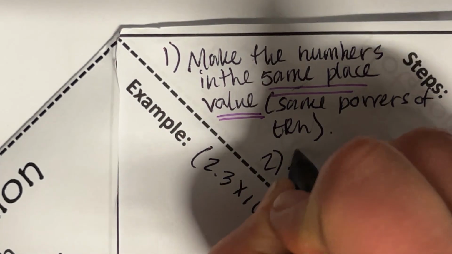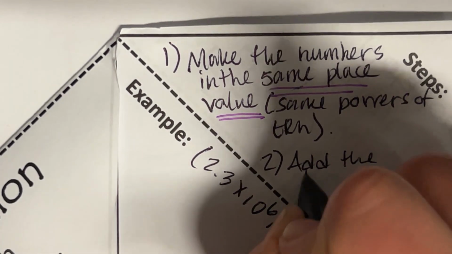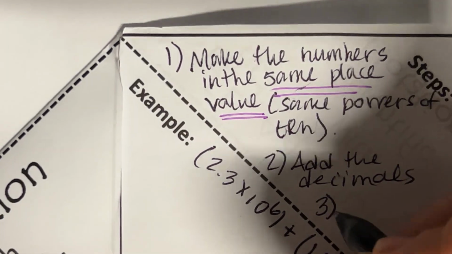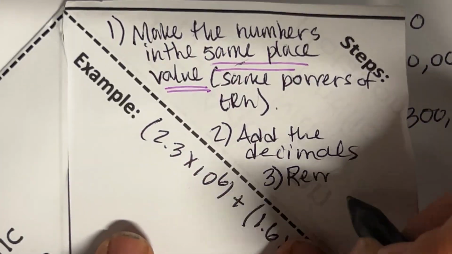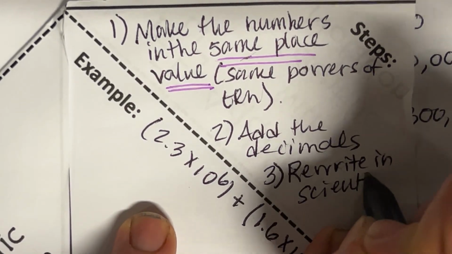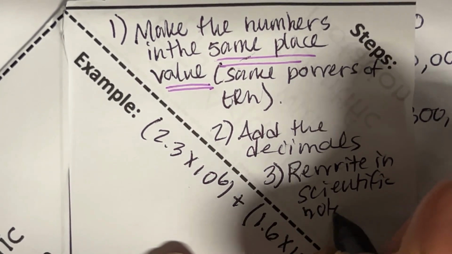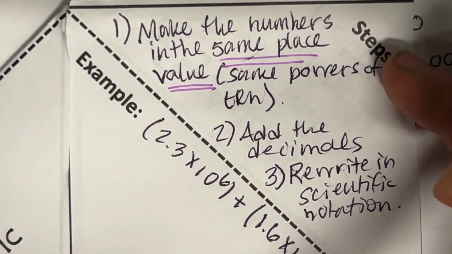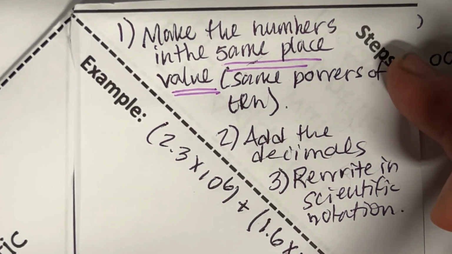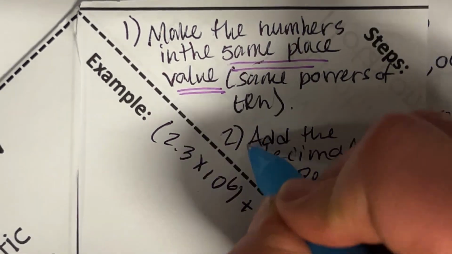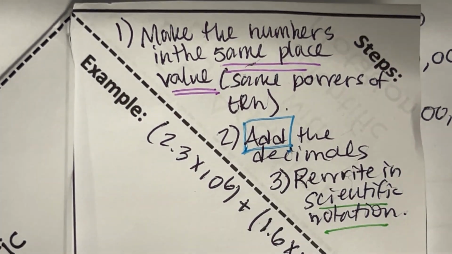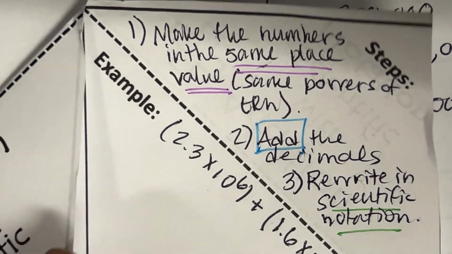Then step 2, add the decimals. And step 3, rewrite in scientific notation. My first time of being able to actually fit that on my sheet. So first, we're going to make the numbers in the same place value. I'm going to do that with purple. We're going to add our decimals. I am going to do that in blue. And then last but not least, we're going to rewrite our numbers in scientific notation, and I'm going to show you that in green. So let's do this math.